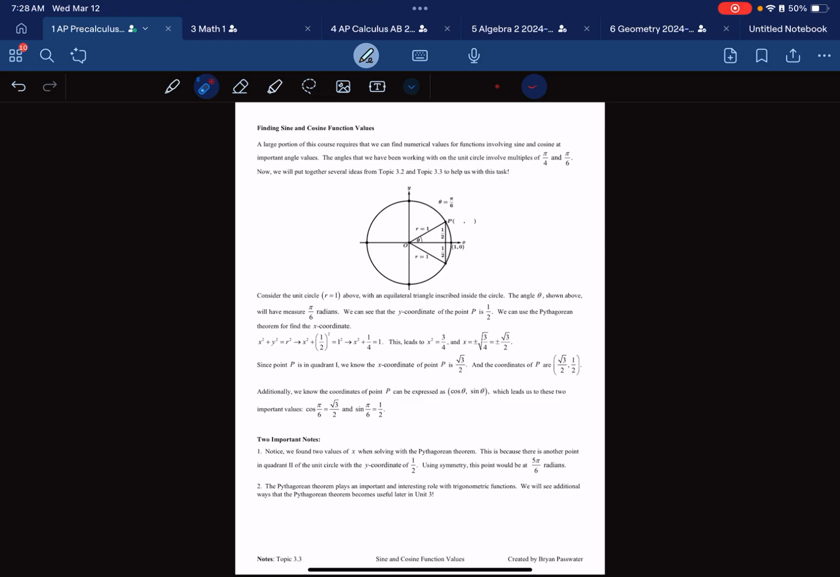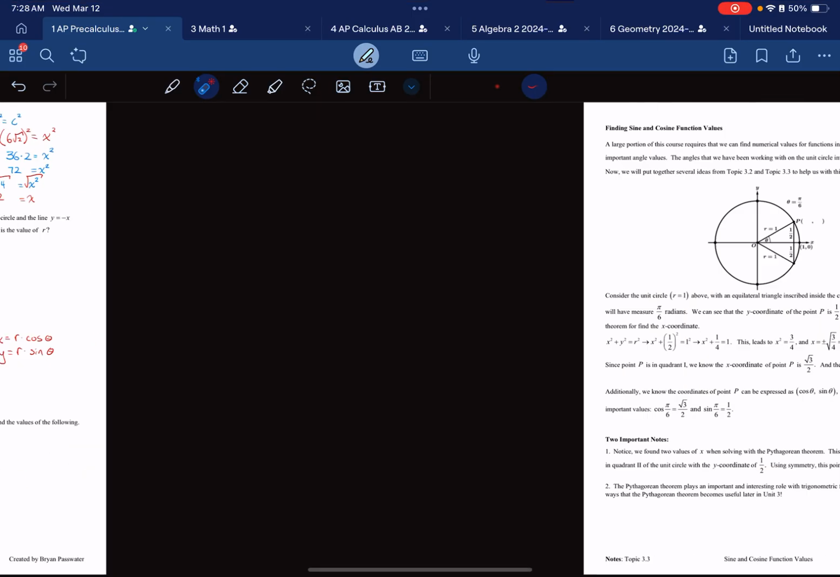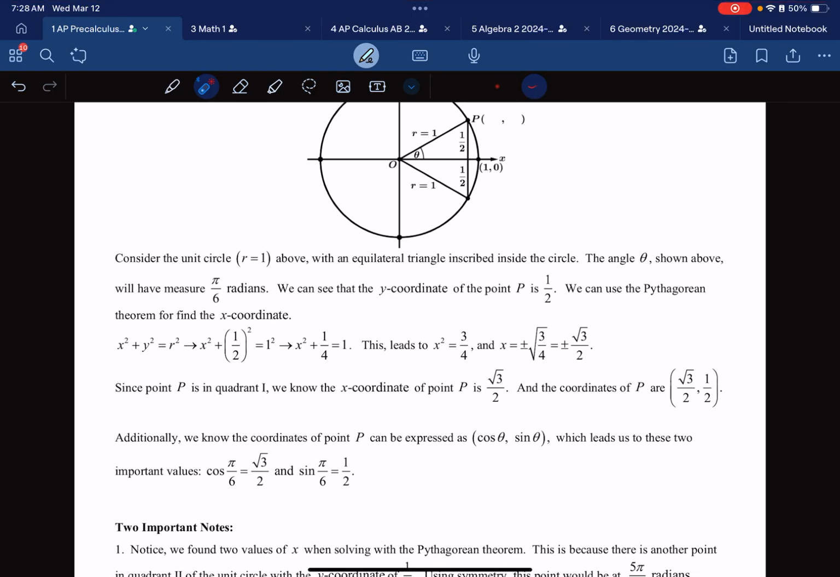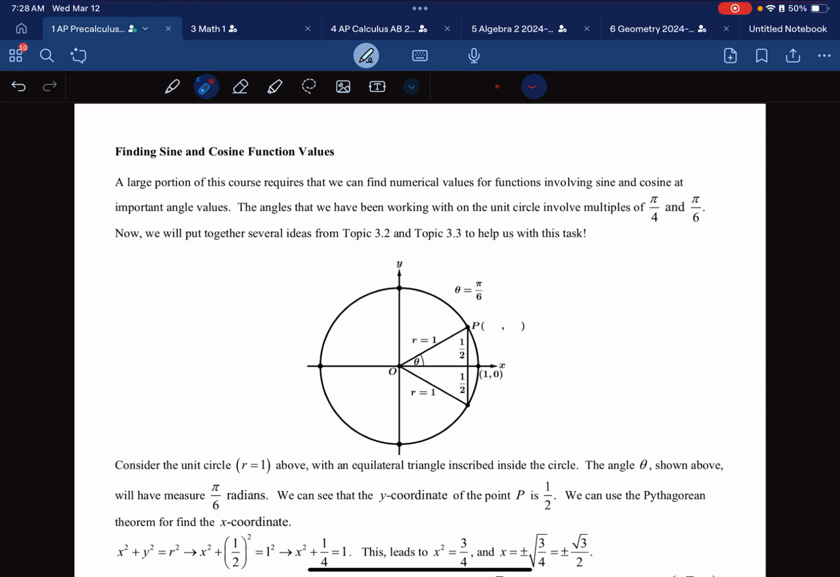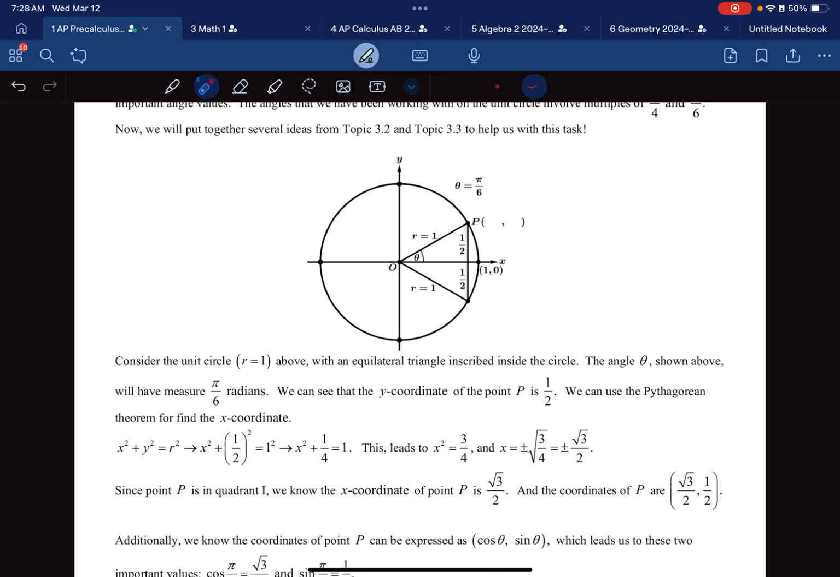So I love this page because it derives where these numbers come from. I've always wondered, well, I hope that you've always wondered with me, why are you getting things like root 3 over 2, like root 2 over 2? Where are these numbers coming from? So it comes from just trigonometry. It comes from the Pythagorean theorem. So look at this. If you have this angle right here, this angle of pi over 6, then you're asking yourself, what are the x and the y coordinates?